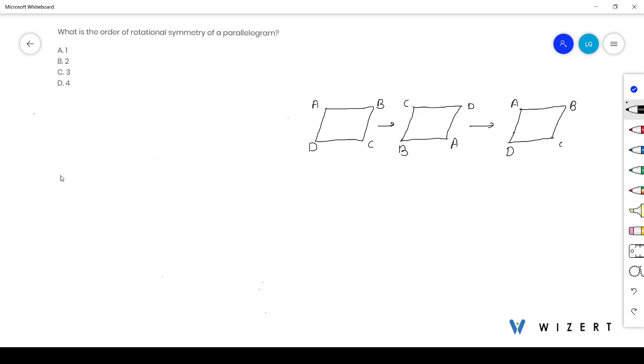Parallelogram turns into itself after a rotation of 180 degrees. And here we can observe after two rotations it looks like the original parallelogram.